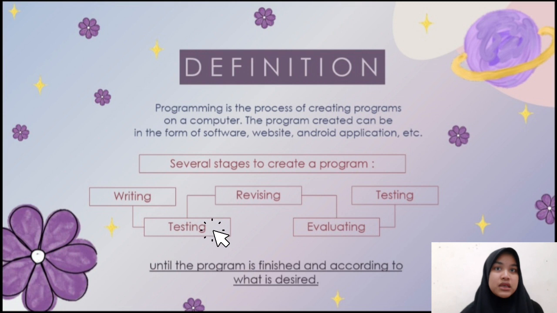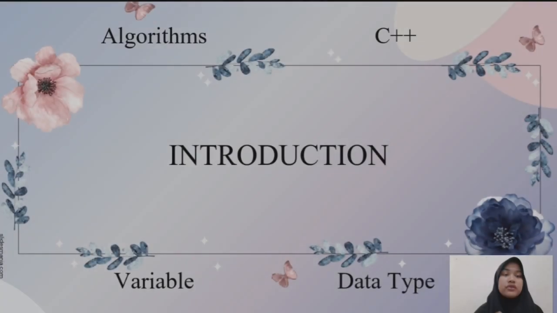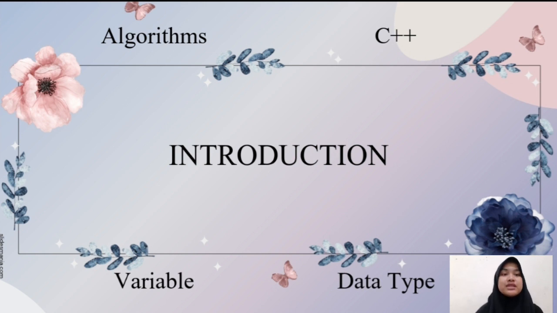And if you make a mistake in the code, you have to revise it. You have to fix the mistake. And you have to evaluate it. Is that a program you want? Or is that a program you like? If you like it, you can just test it again until the program is finished and according to what is desired. So in the introductions, we have C++, algorithms, variable, and data types.